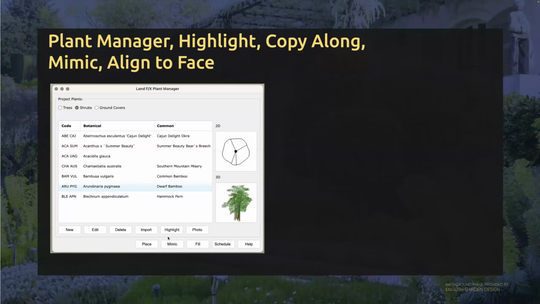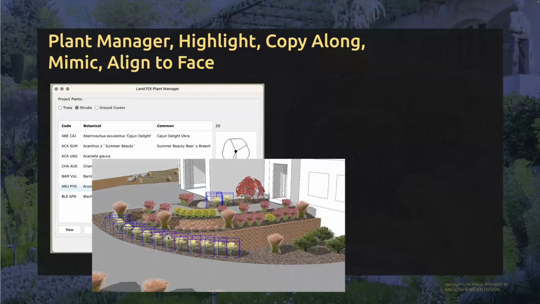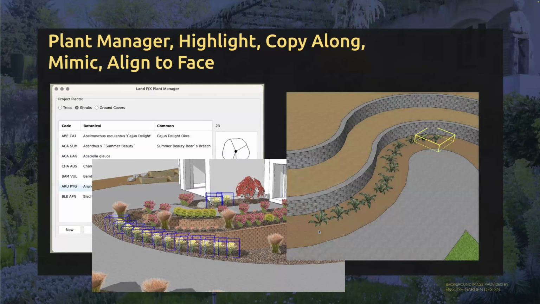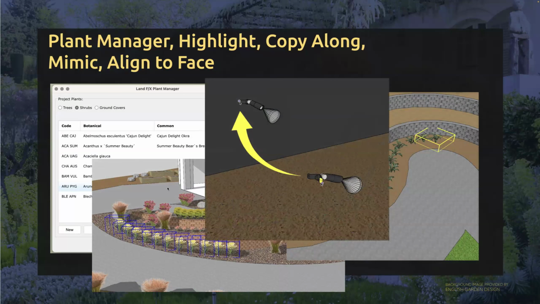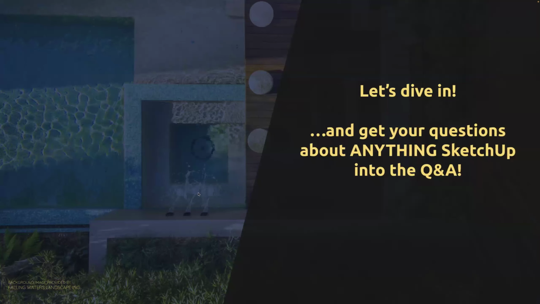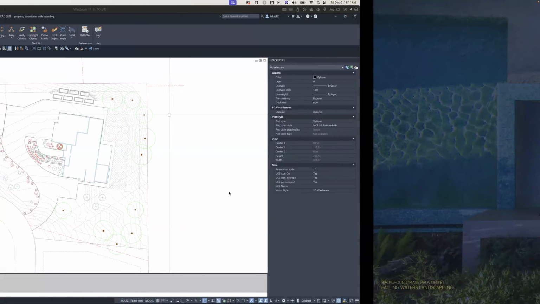So just to get a little glimpse at some of the stuff that we're going to actually talk about live and show off. There's the highlight plant functionality from the plant manager. The copy along tool is actually pretty cool, and our align to face is a really fun one that we've been playing with. So just to give you a little snapshot about that. So we are going to dive in. As a reminder, please start asking questions about what you want to kind of go over just in general.